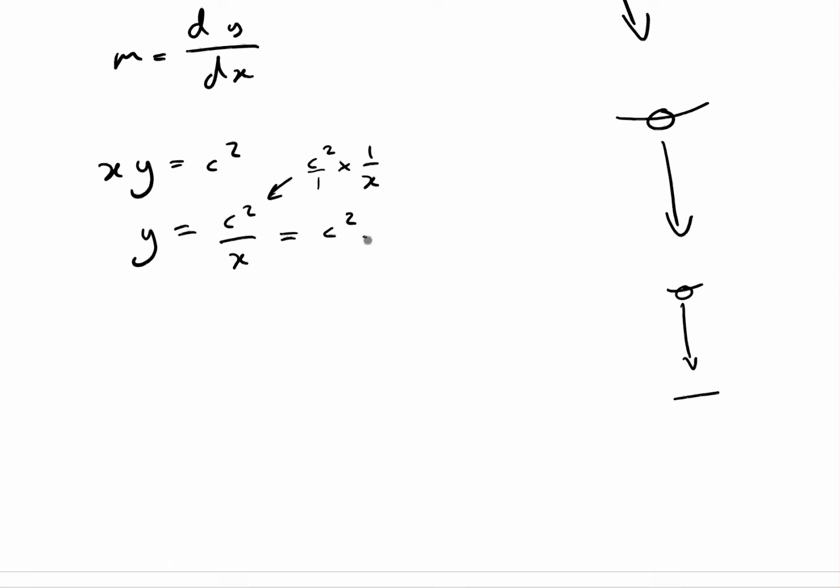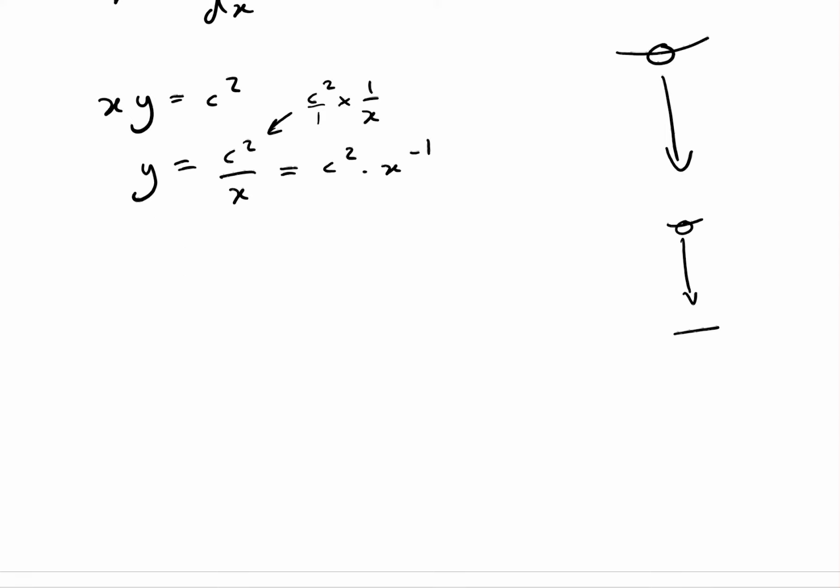So we've got c squared times x to the minus 1. That's what 1 over x is, x to the minus 1. That's just indices. Now we can differentiate this. We leave the c squared alone, we're not bothered about that, we just treat it as a constant. We bring this power down, so this minus 1 goes out the front as the multiplier. And then we reduce the power by 1, so it goes to x to the minus 2. So we end up with minus c squared over x squared.